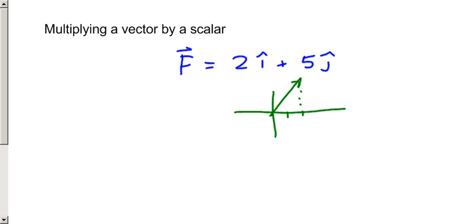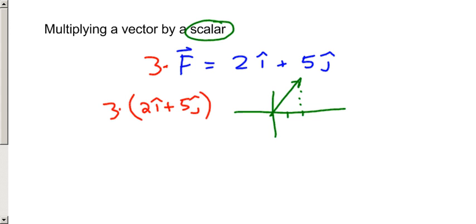What if we wanted to have a force that was 3 times as big? So we're multiplying a vector by a number, a scalar. If I wanted a force 3 times as big, I want 3 times my force. Well, using substitution, that's just 3 times 2I plus 5J. And then we can just distribute that 3. So that's going to equal 6I plus 15J. So just as you would think, if you want to multiply a vector by a number, you just distribute that scalar across the respective components.